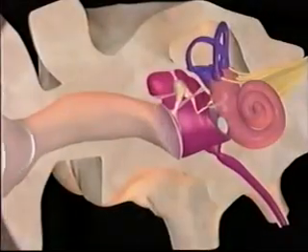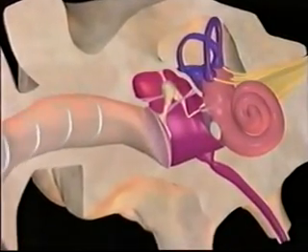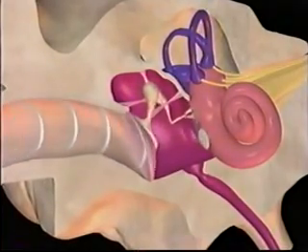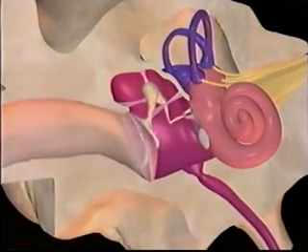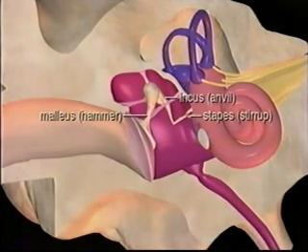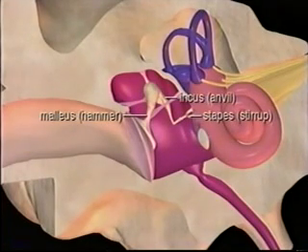Welcome back. Let's see now what happens when sound waves arrive at the eardrum or tympanic membrane, causing it to vibrate. When the tympanic membrane vibrates, the chain of three tiny middle ear bones moves: the malleus, incus, and stapes, or hammer, anvil, and stirrup. Together they are called the auditory ossicles.